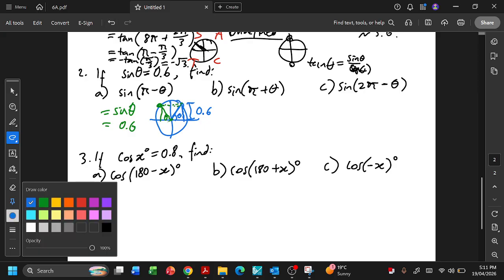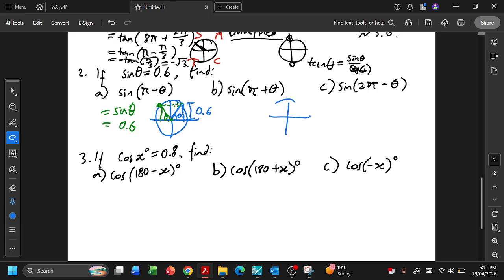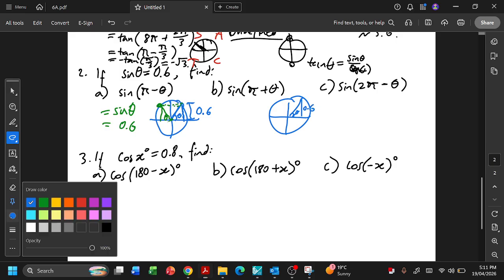Let's have a look at this next one. So again, draw a unit circle. All right, now this point here, that's in the first quadrant, we know sine theta is equal to 0.6. So sine pi plus theta, that's going to be the point on the unit circle that's over here.